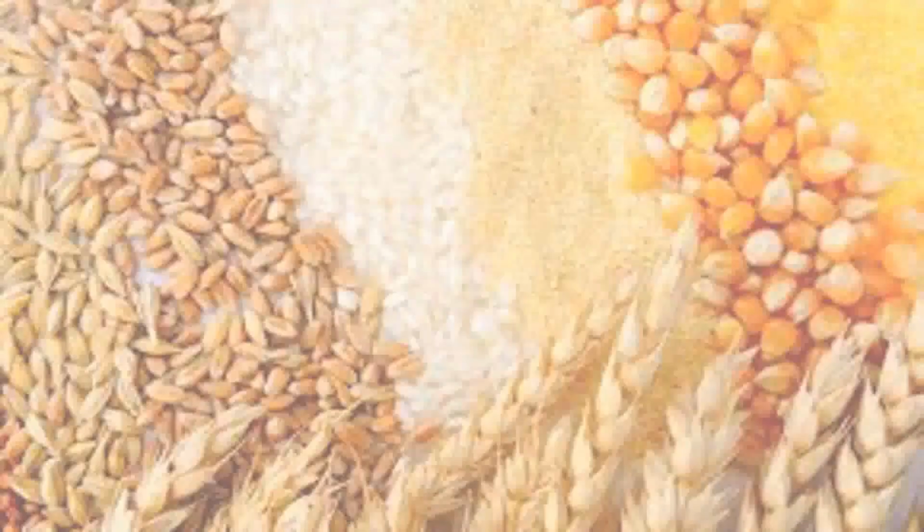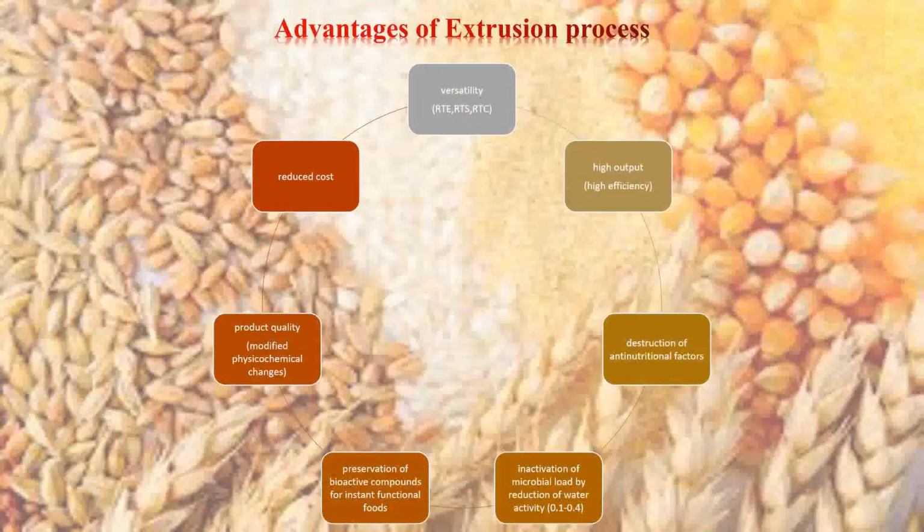And last but not the least, we have the advantages of the extrusion process. The advantage of the extrusion process is versatility. We can have ready to eat, ready to serve, ready to cook food products. Then the high output, specifically in case of the single screw extruder, the output is high, but in case of the twin screw extruder, the efficiency is even higher.